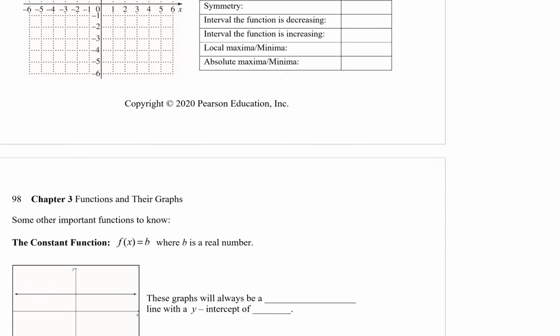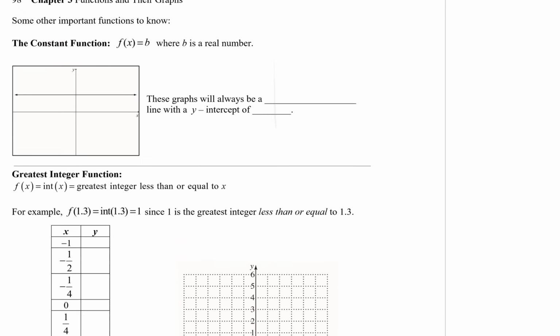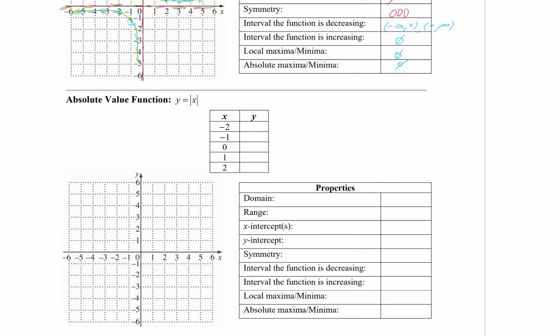Absolute value, and okay, we're almost done, I think. And then after that, my gosh, they're making us do greatest integer. I'm surprised. Okay, so absolute value function.